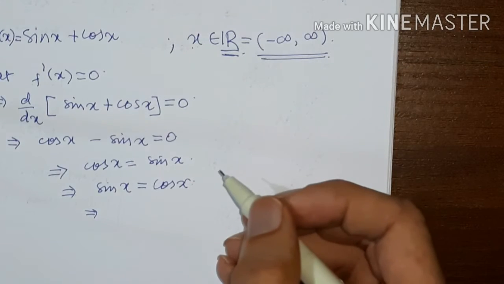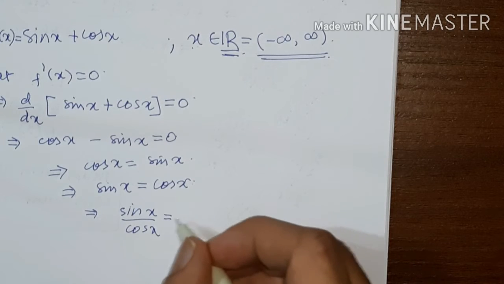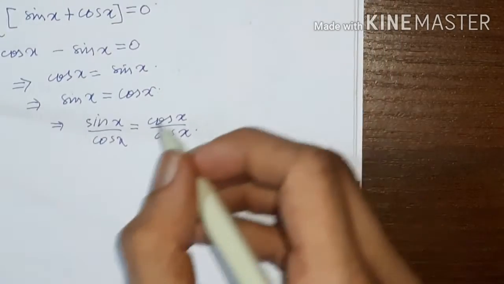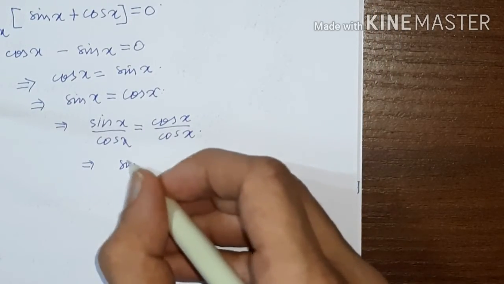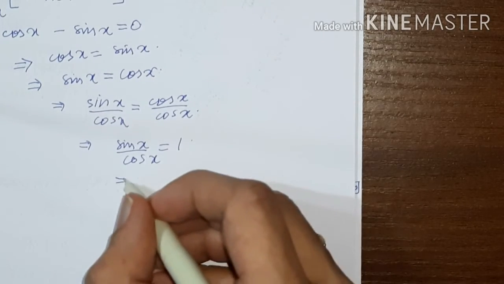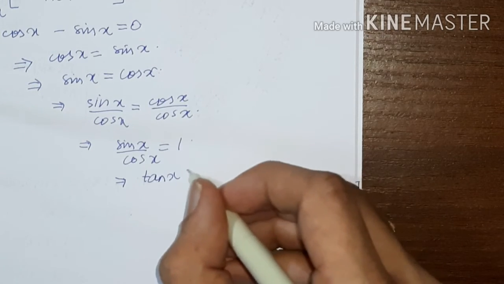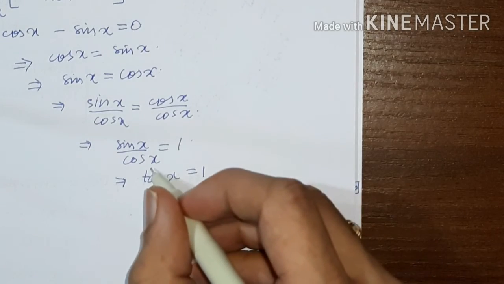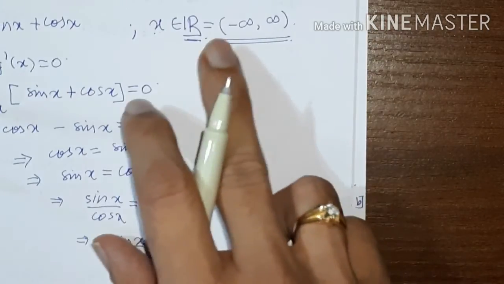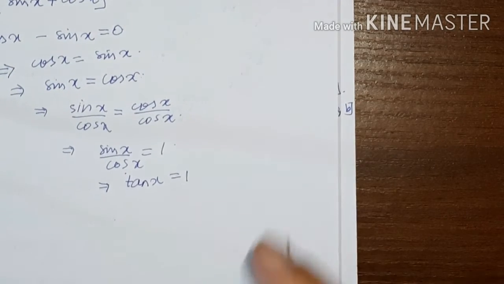Now here we can divide by cos x on both sides. So sin x divided by cos x equals cos x divided by cos x, which is nothing but sin x divided by cos x equal to 1. Sin x divided by cos x, you know, is tan x, which is equal to 1. Now you look at the interval, it is minus infinity to infinity, and you have tan x equal to 1.